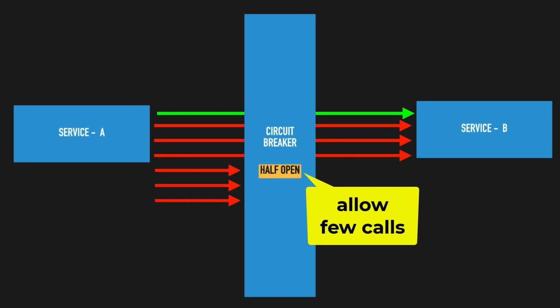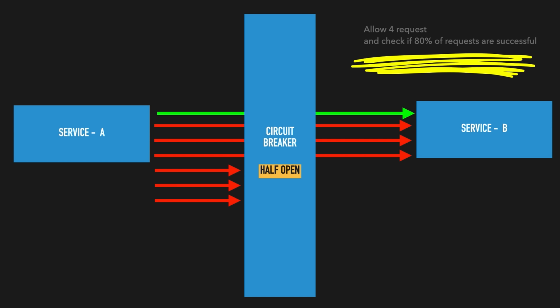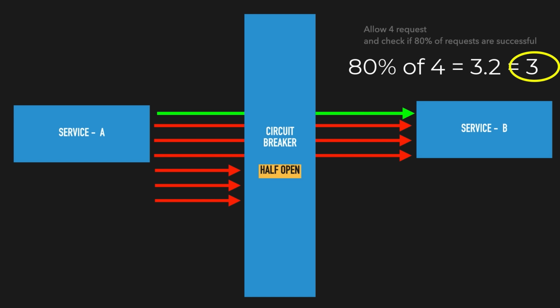Now the question is, how many calls is it going to allow from service A to service B? For that we can define some criteria. For example, allow 4 requests and check if 80% of calls are passing. 80% of 4 is 3.2, let's say it is 3. So in the half open state, the circuit breaker is going to allow the next 4 calls and observe whether 80% of that, or 3 calls out of 4, are passing.